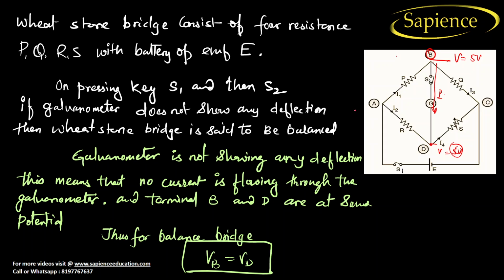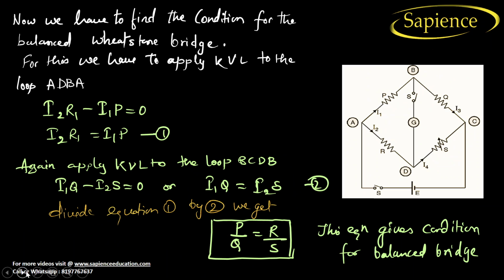So here there is possibility of the flow of a current. So the galvanometer is not showing any deflection. This means that no current is flowing through the galvanometer and the terminals B and D are at the same potential. So this is the method you need to understand, why current is not flowing.